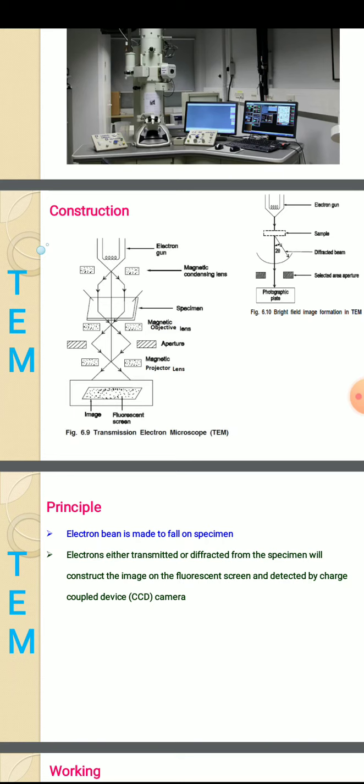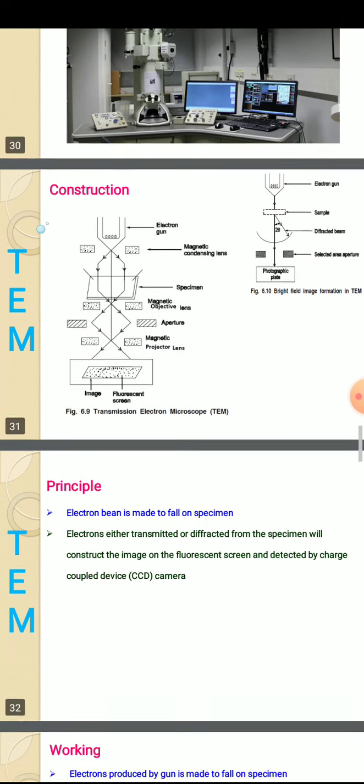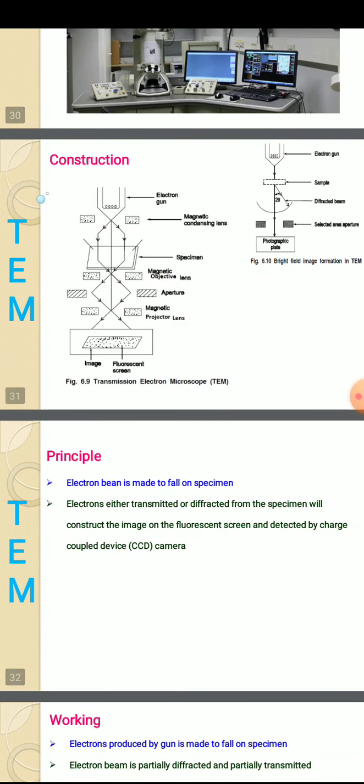Next it is passed through the aperture. Then finally it is passed through the magnetic projector lens. This magnetic projector lens is used to enlarge the size of the original specimen. This is a very important lens, and finally it is recorded on the fluorescent screen. So on the right side, one diagram is there.